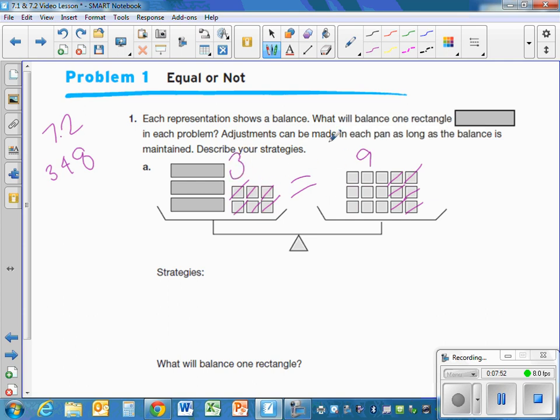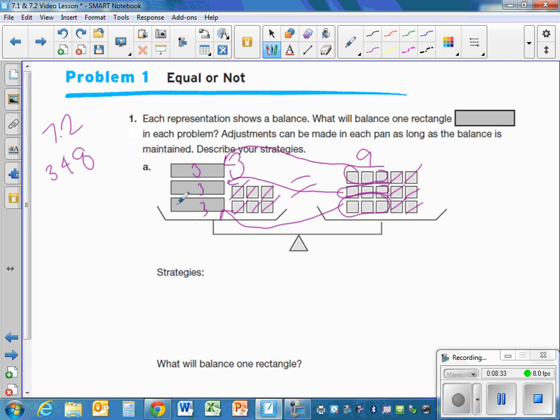Again, my goal is to find out what each rectangle is worth. So I can start splitting up these little squares, and I'm going to put 3 in the top rectangle, 3 in the middle rectangle, and 3 in the bottom rectangle. This shows me that each rectangle is worth 3 squares. So my strategy was to subtract 6 from both sides and then divide the 9 squares into the 3 rectangles.